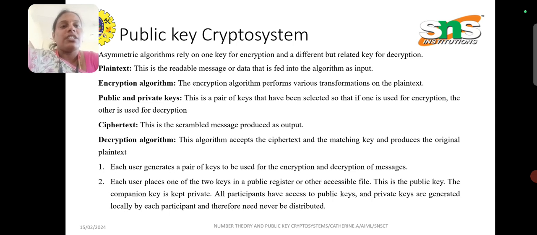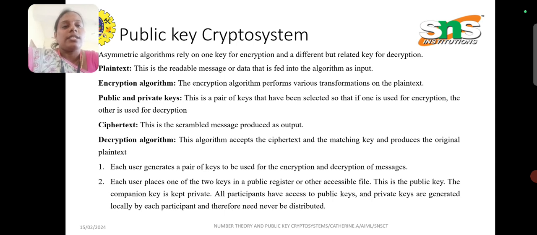Public and private key. This is a pair of keys that have been selected so that if one is used for encryption, the other is used for decryption. Ciphertext. This is the scrambled message produced as output. Decryption algorithm. The algorithm accepts the ciphertext and the matching key and produces the original plain text.